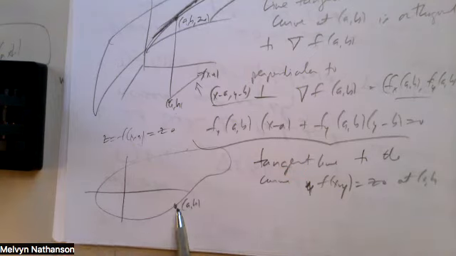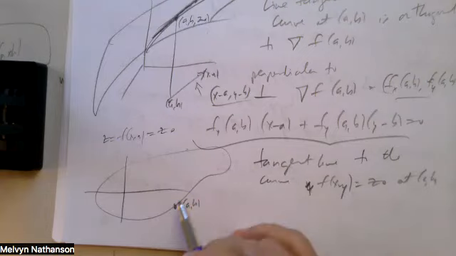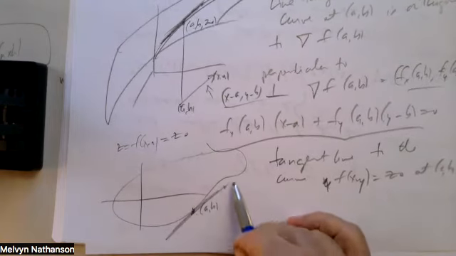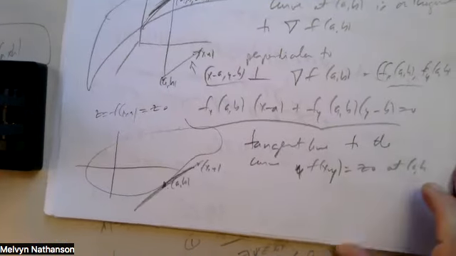at that point, the derivative of f, that is, the gradient, is perpendicular to... So we take the tangent line at this point, take a point on that tangent line, (x, y). This vector is perpendicular to the gradient, and that gives this expression.